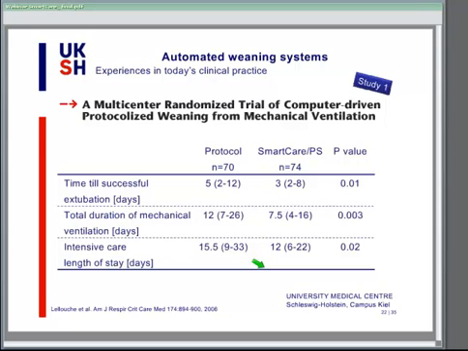And comparable to the studies investigating adaptive support ventilation, you see that this study, for example, was a real weaning study because we have a long... So these are days and not hours. So we have a much longer ventilation time.